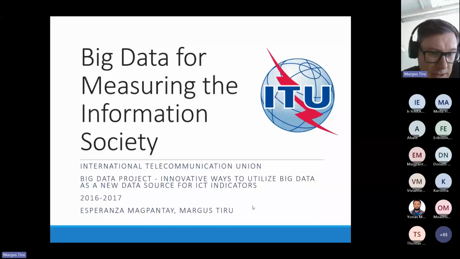As mentioned, this is already quite a project that was conducted quite a long time ago, but still with very interesting results. And I think we all agree from ITU that this was a very good practical exercise on how to access the data, what the obstacles are there, and how to resolve those obstacles.